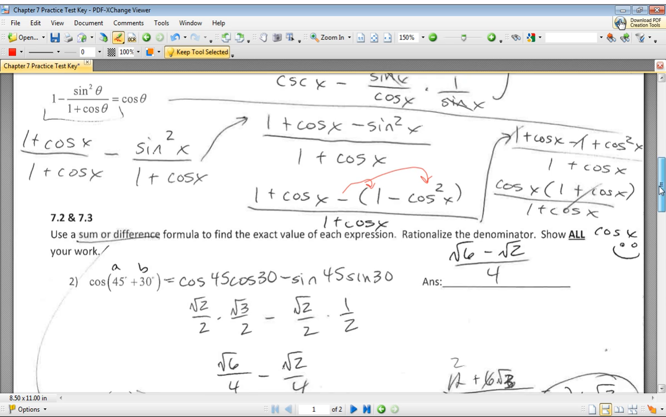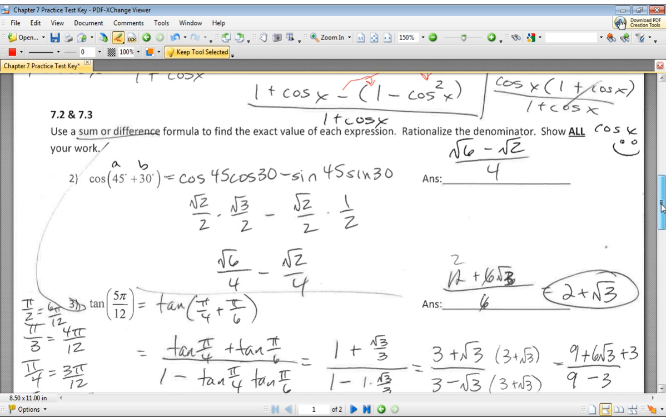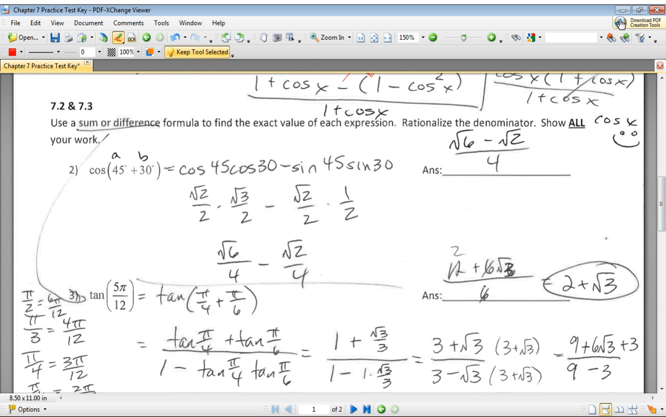So then we go to 7.2 and 7.3. 7.2 and 7.3 tells you you're going to have to use sum and difference formulas. For number 2, they set it up for us. We plug 45 in for A, we plug 30 in for B, we have our formula. Remember that cosine of 45 is radical 2 over 2, so the cosine disappears. Goes for cosine of 30, sine of 45, sine of 30.